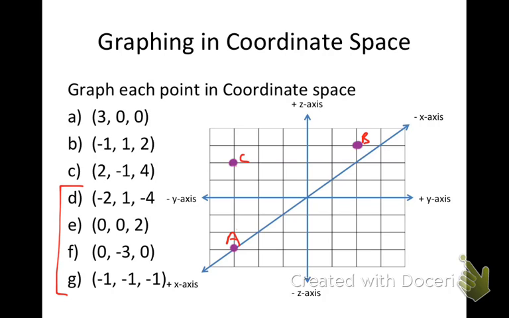All right, let's look at letter D here. Negative 2, 1, negative 4. Negative 2, forward or backward? I'm going to go back 2. 1, left or right? Negative 4, up or down? Would you agree D should be somewhere right there? Nice job. That's D.